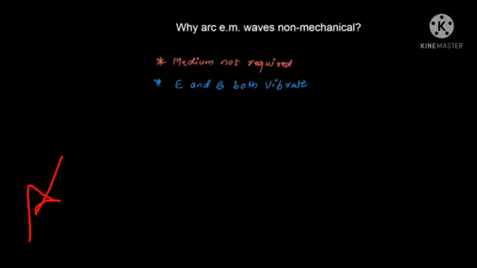So for the propagation of these waves, a medium is not required because the wave can propagate altogether due to the variation of these electric and magnetic fields. The reason electromagnetic waves are non-mechanical in nature is the simple fact that they propagate due to the oscillation of electric field and magnetic field. Hence, electromagnetic waves are non-mechanical in nature and do not require a medium for their propagation.